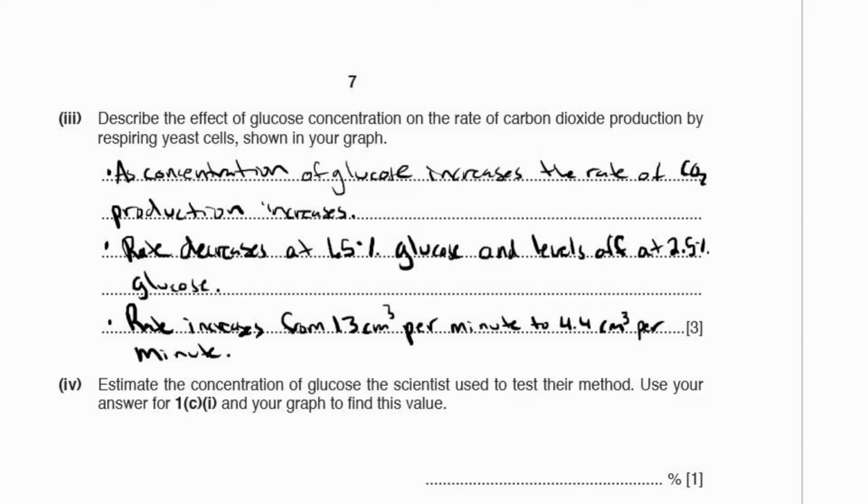But when it says describe the effect, quite often you get a mark just for quoting some specific data point. Okay, so let's say it says it increases from this value to this value. Again, make sure your decimal points are nice and clear. And include your units in. Don't just say from 1.3 to 4.4. All right, let's move on.